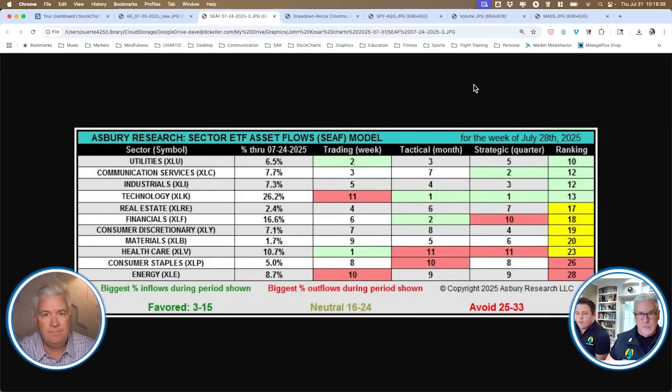Yeah, I think overall, taking a step back, I've been looking at the asset flows for the 11 sector spiders, going back the last 50 days or so.